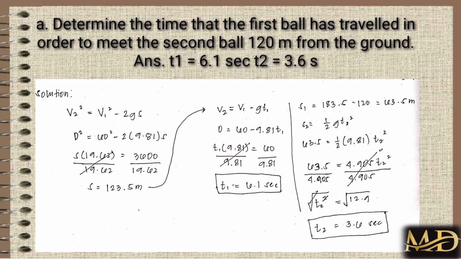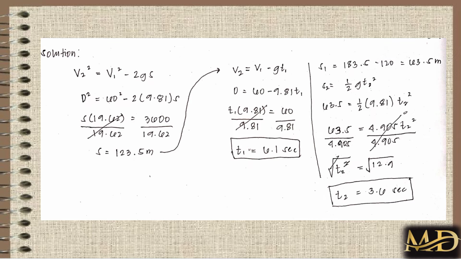So V2 is equal to V1 minus GT1. 0 is equal to 60 minus 9.81 T1. So T1 times 9.81 is equal to 60. So divide 9.81 both sides. So T1 is equal to 6.1 seconds. So S1 is equal to 183.5 minus 120 equals 63.5 meters.